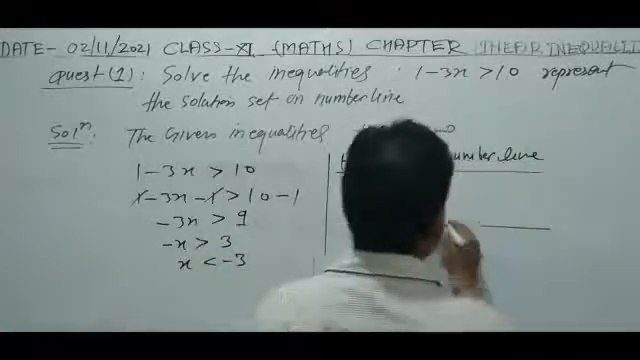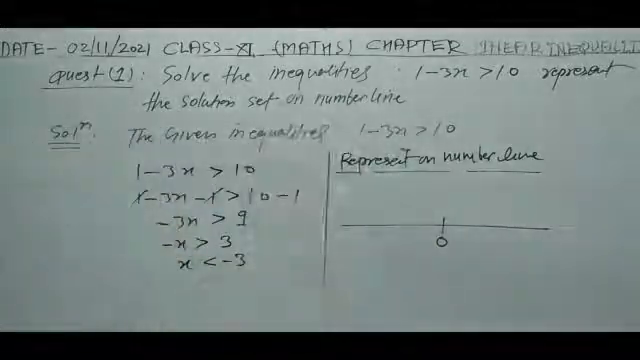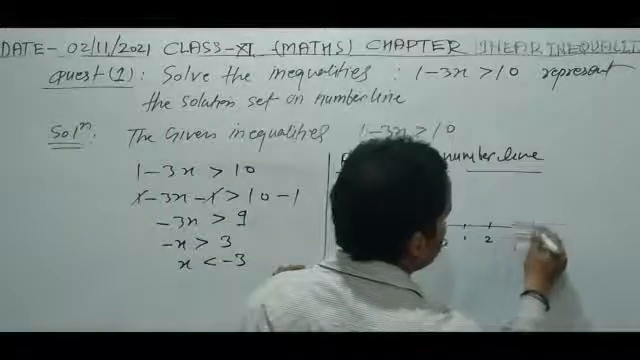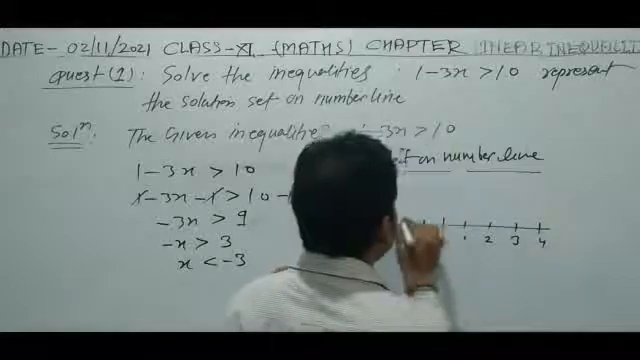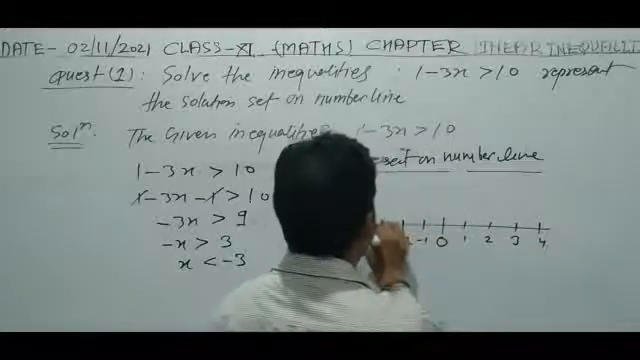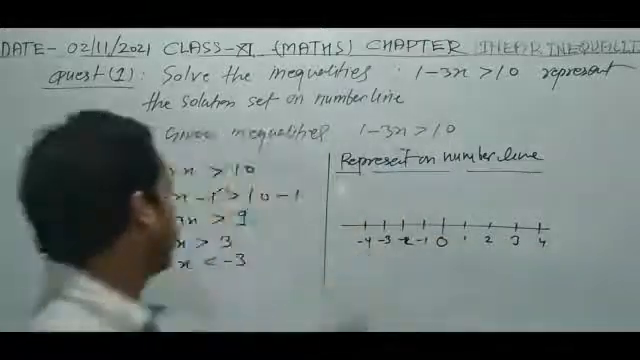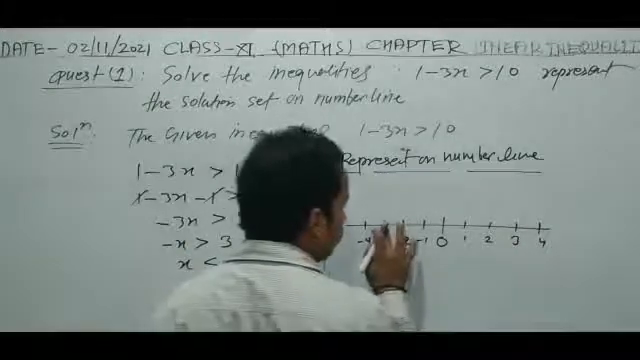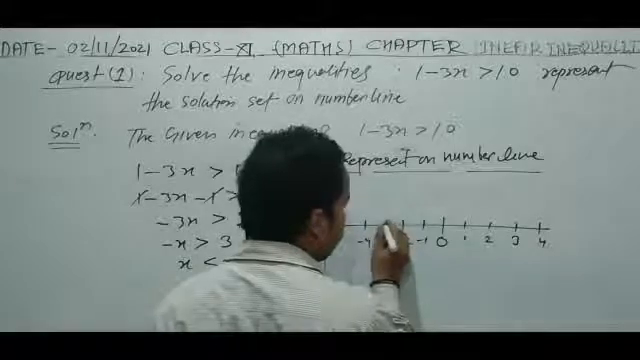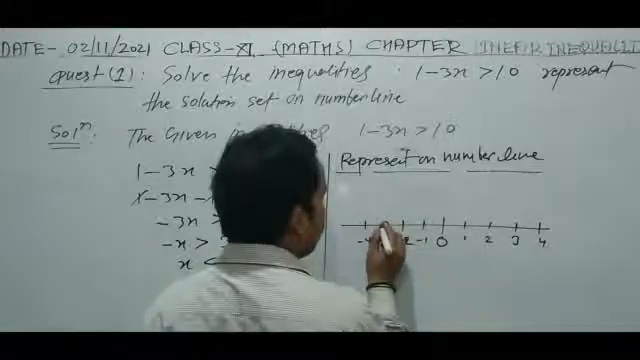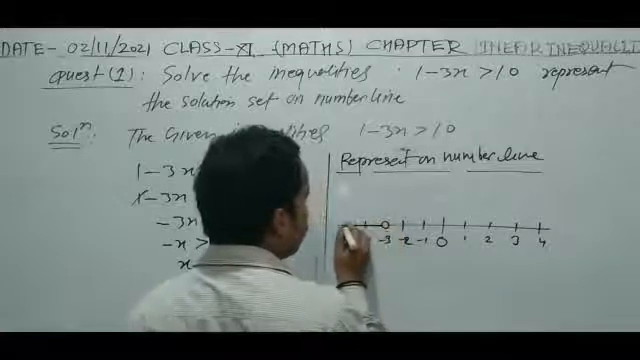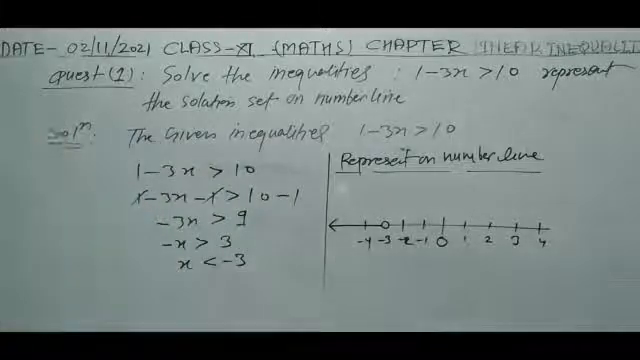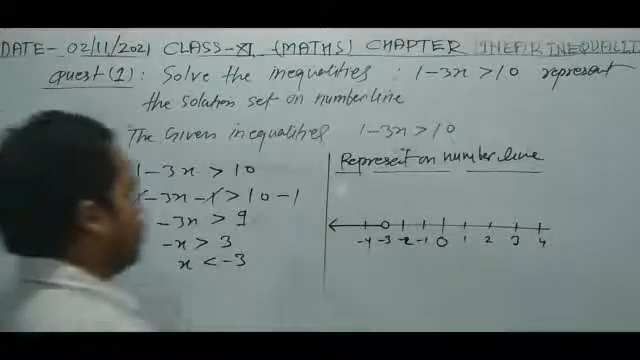Suppose this is the number line, this is 0 and this is 1, 2, 3, 4, this is minus 1, minus 2, minus 3, minus 4, and x is less than minus 3 but not equal to, so here we will use a hollow circle. So x is less than minus 3, this will be the region.